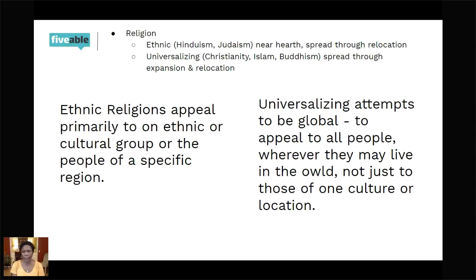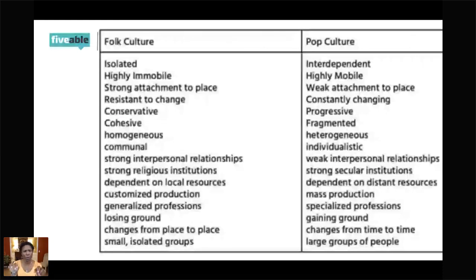I love this. I found this chart segueing to folk culture and pop culture. And I just think that this is a great visual. So you should have had a conversation in class about the difference between folk culture and popular culture. And I just love this list. There are so many good, juicy things here. So they're talking about folk culture being isolated, immobile, it doesn't move around. There's not going to be diffusion really taking it to a bunch of different spots. It's attached to one place, it's homogeneous. There's one group that's practicing it.